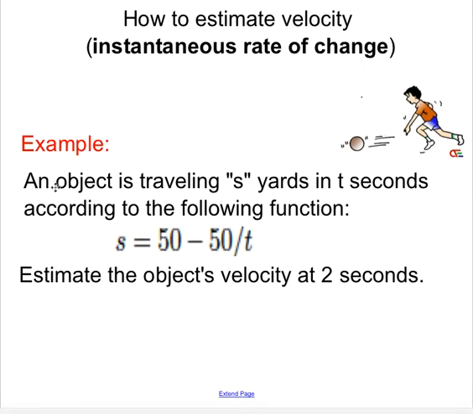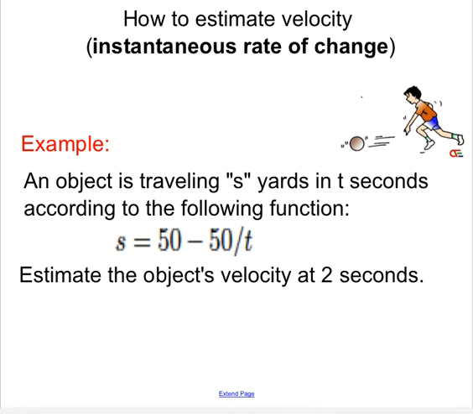So we have here an object traveling s yards in t seconds according to the following function: s equals 50 minus 50 divided by t. I want to know how fast that object is going at exactly 2 seconds. You say, well, how could you possibly do that if you need 2 points? Well, you still kind of need 2 points for what we're doing today. So what are the 2 points we're going to use?